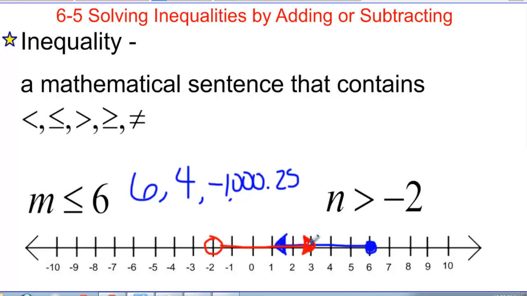So there's 2 things I need to think about when I'm graphing an inequality. I have to think about what kind of dot to put on the number that's in the inequality. We're always going to put a dot on the number that's in the inequality. It'll be an open dot if it's either a less than symbol or a greater than symbol, and it will be a closed dot if it's either a less than or equal to or a greater than or equal to symbol.